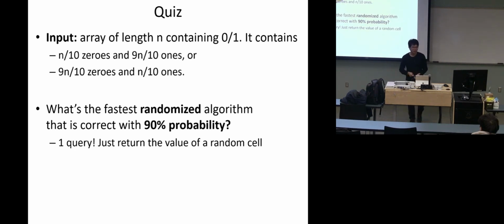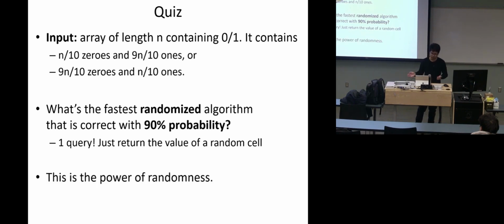Why is this good? Let's say there are 90% ones. Then if you take a random cell, with 90% probability you will return one, because 90% of them are one. If most of them are zero, with 90% probability you get zero. So that's the power of randomness. You just reduce from linear to one.